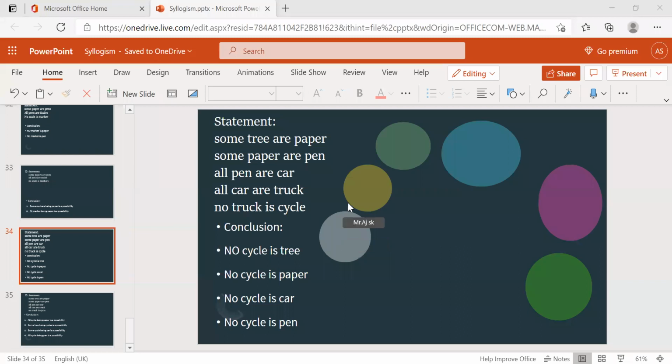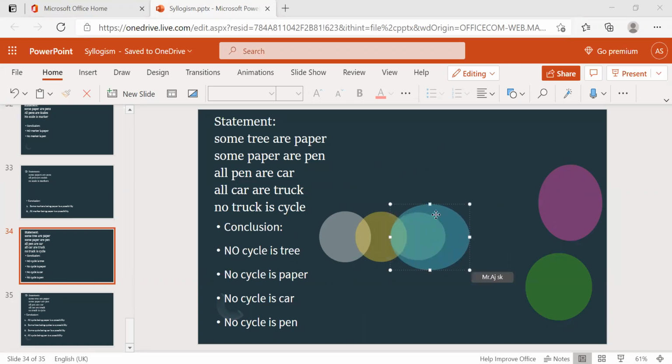The first one, some trees are paper. Is it some trees are paper? Just some diagram. Always you have to remember just some. These are trees and these are paper. And some paper are pen. And all pens are car. All cars are truck.